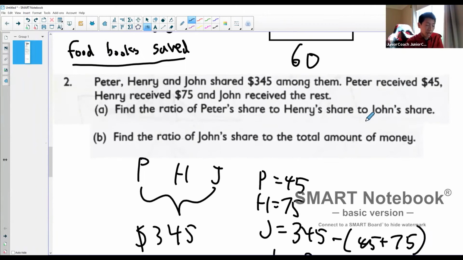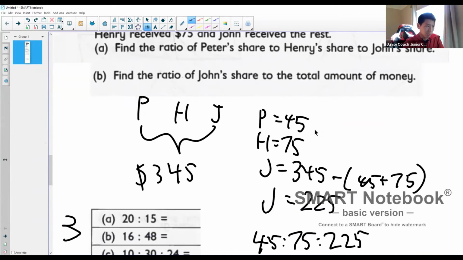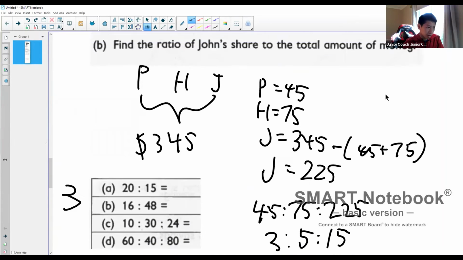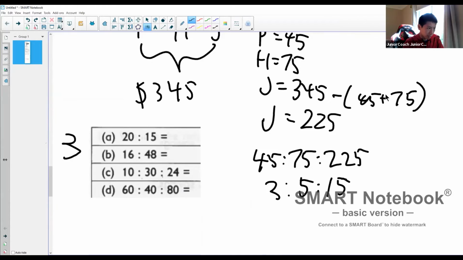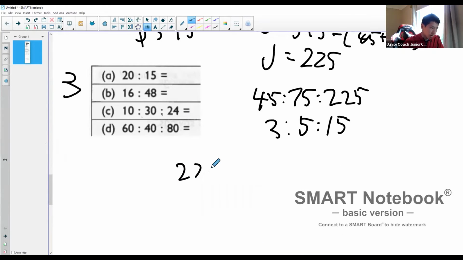The second part, though, we had quite a few wrong answers. So let's solve why that was. John to the total amount of money. All right. So John's share was 225 and the total was 445. I cannot tell what this is divisible by off the top of my head.